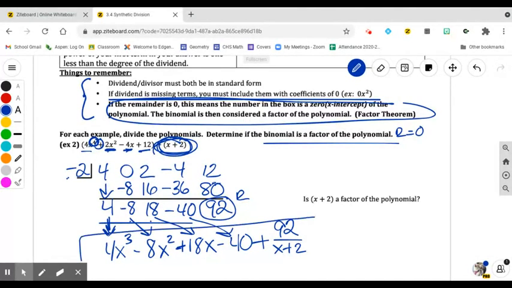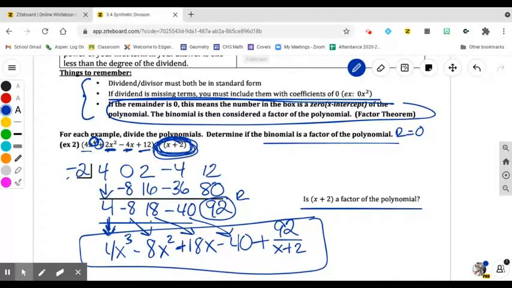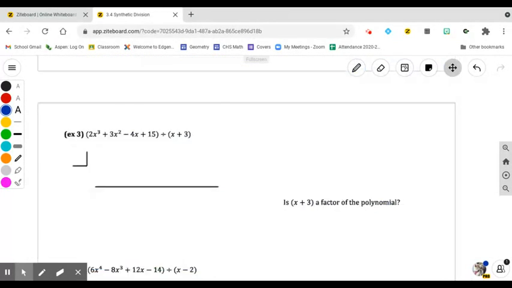So sometimes you do get some kind of big numbers, but that's okay. That's your answer. To answer this question, is it a factor of the polynomial? So would this divide evenly into it? Well, there's a remainder, so we're going to say no, it's not a factor. Okay, let's do a couple more.